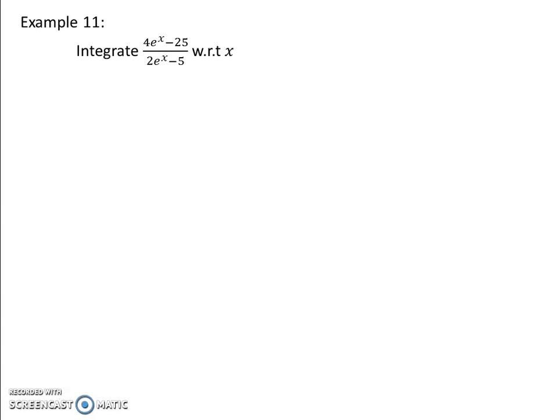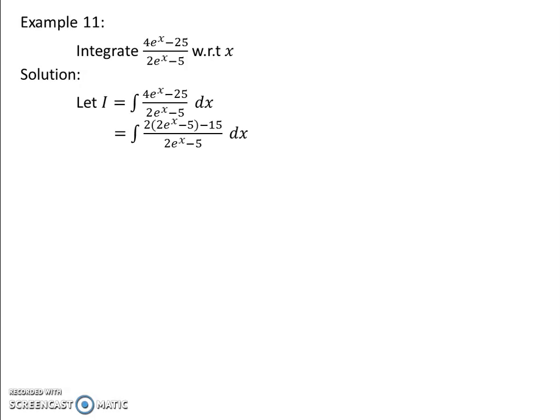Next example. Integrate (4e^(2x) − 25) upon (2e^x − 5). Again the same thing, it will not work by direct substitution. We have to adjust the denominator in the numerator. So 2e^x − 5 we want in the numerator. So we get 2 into (2e^x − 5), which results in 4e^x − 10. Originally it is −25, so −15 is remaining.